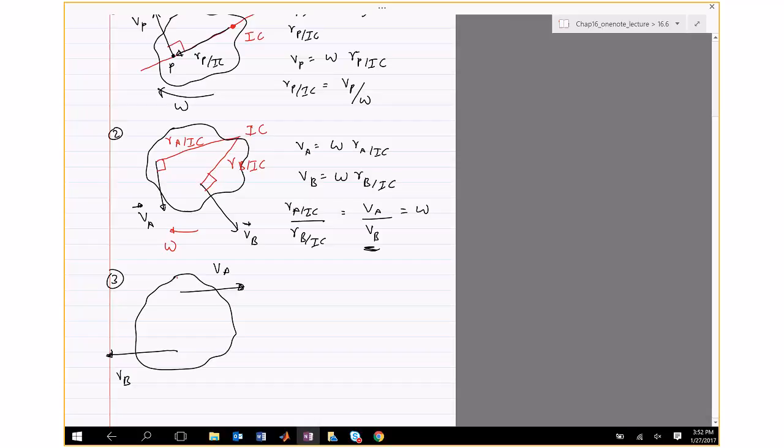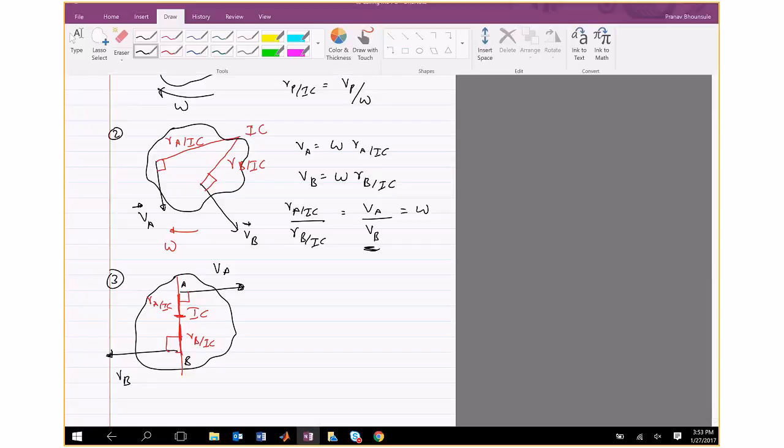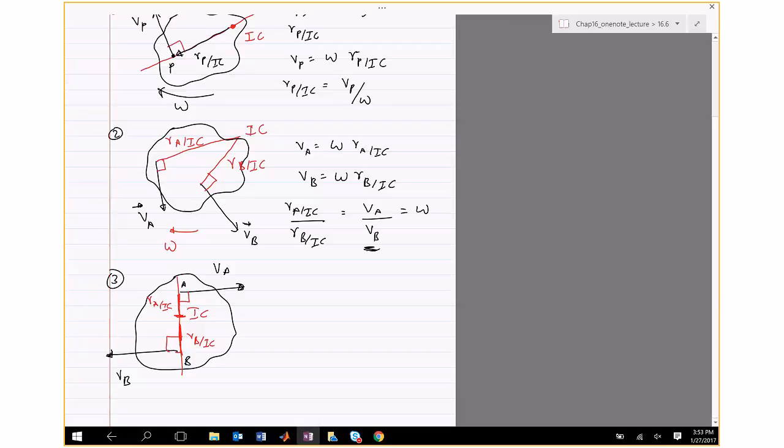You draw a perpendicular to A, or perpendicular to B, and the IC is going to be located where lines perpendicular to A and B intersect. So IC. Okay, so in this case, the same formula which was used, this one applies.